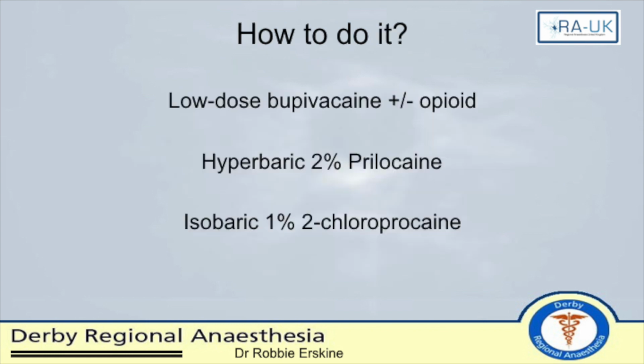So how do we do it? Well, we've got three choices essentially in the UK. We're very lucky. We've got low-dose bupivacaine, plus or minus an opioid for pain relief and maybe to help with the low dose of bupivacaine. We've got hyperbaric Prilocaine, and we've got isobaric 1% chloroprocaine.